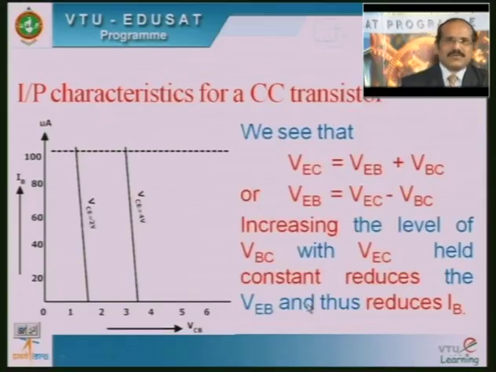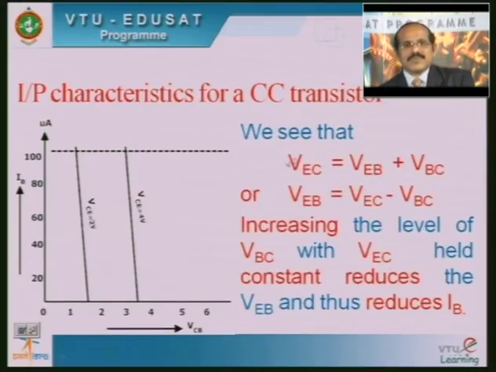Now let us see how it is determined. In this particular figure, you can see that VEC is nothing but VEB plus VBC. If we add VEB and VBC, you will get VEC. So from this equation, you can say that VEB equals VEC minus VBC.